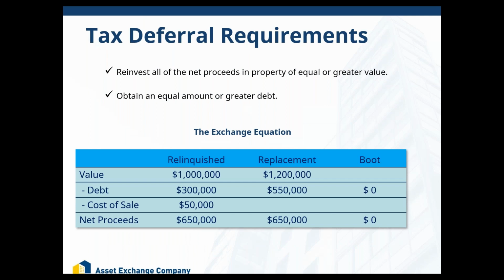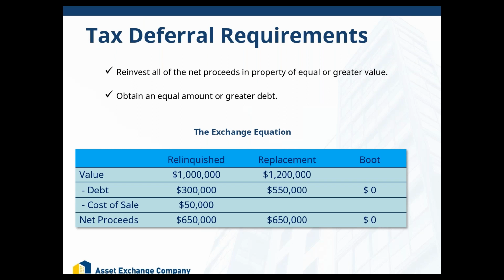So let's just say we're going to sell our relinquished property for $1 million. Now we have some debt. We have a mortgage on the property, and the payoff amount is $300,000. So we'll take that $1 million sales price and deduct out the payoff of $300,000. Now we're going to have some costs associated with that closing. Let's just say that's $50,000. That's going to be real estate commissions, title insurance, closing fees, some of those non-recurring types of fees. We'll deduct that out, and that's going to leave us with net proceeds of $650,000.